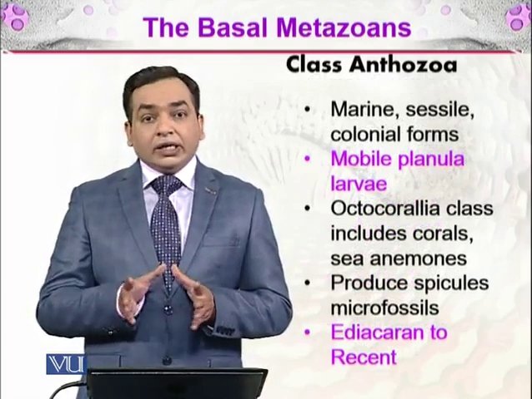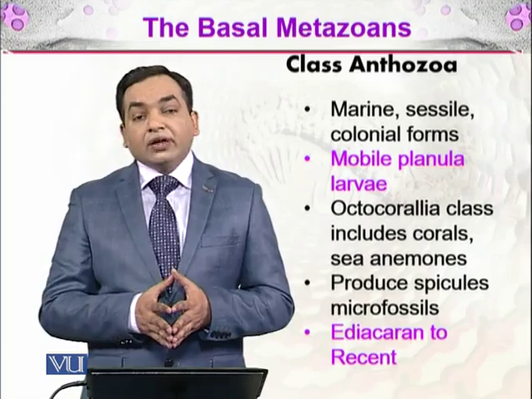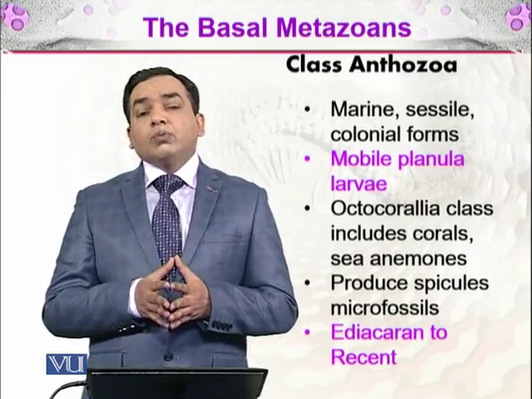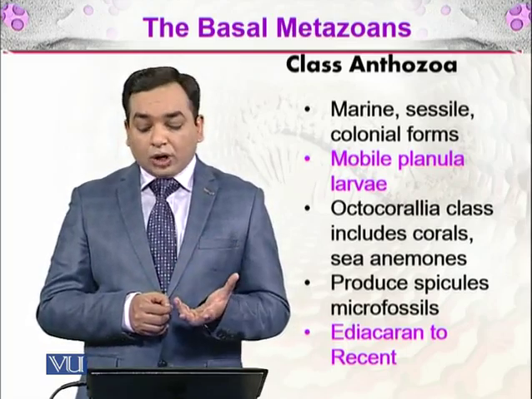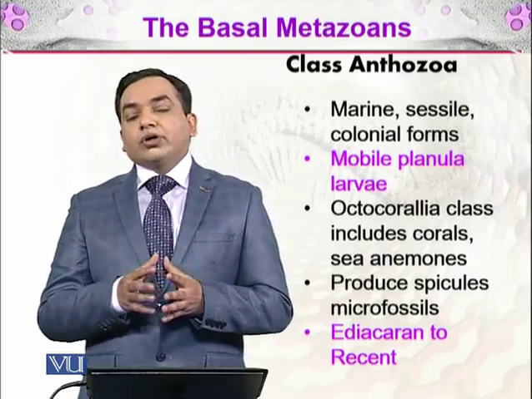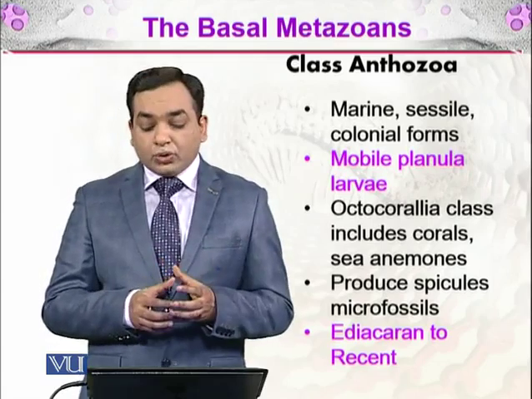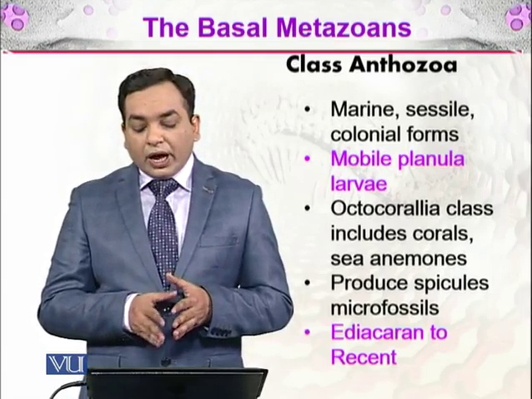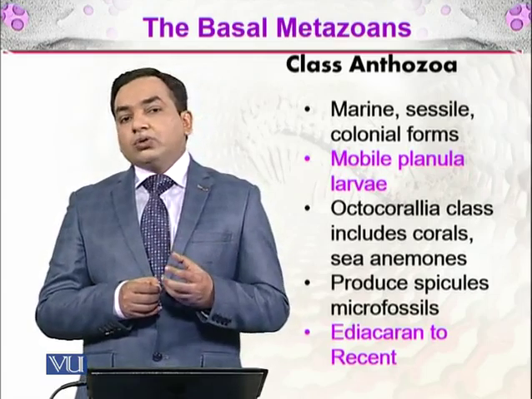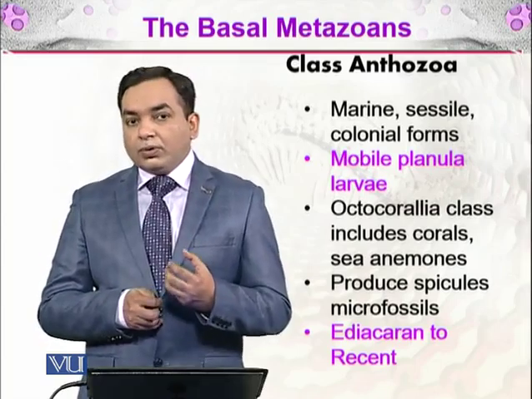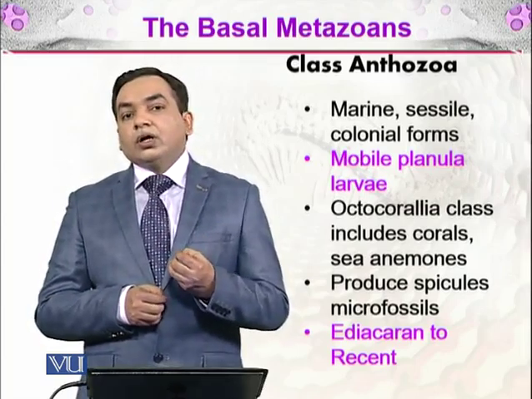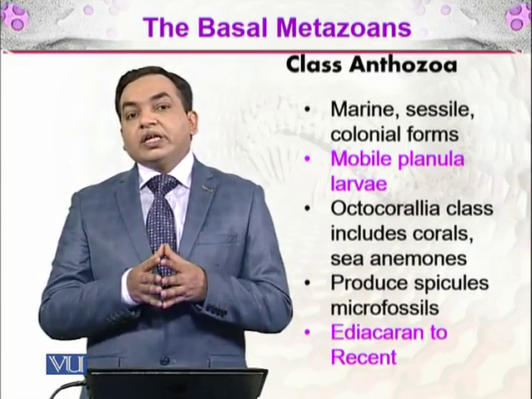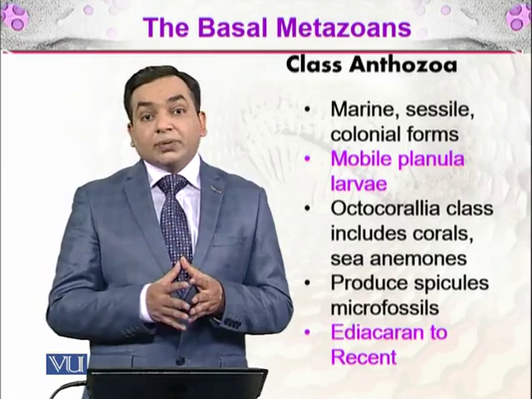Anthozoa are almost entirely marine, and they are sessile, and they form colonies. They have a mobile larva, which is called planula, and these are the organisms which make the corals. So the Octocorallia class includes corals and sea anemones, and they produce spicules. The spicules are small siliceous or carbonaceous structures, these are silica particles, or structures made up of silica.